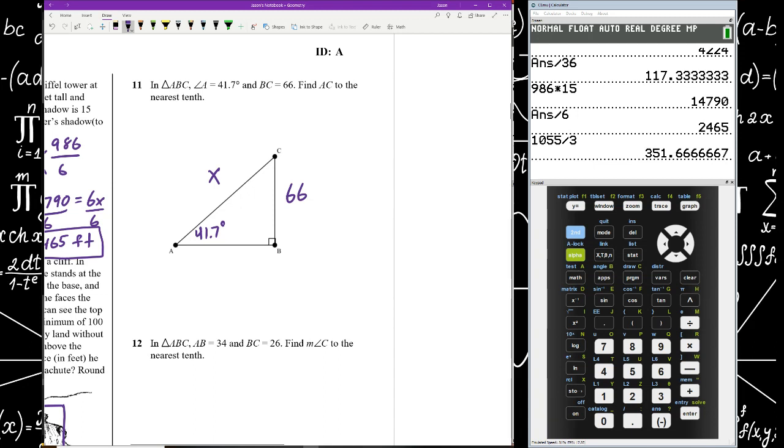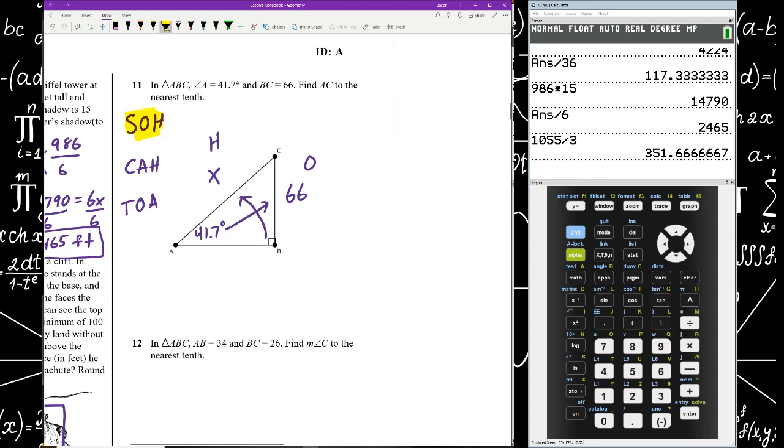So what we have to remember on this one is SOHCAHTOA. With SOHCAHTOA, we need to figure out which sides we're working with. First things first, X is across from the right angle, making it the hypotenuse. This part is across from the angle, so that is the opposite. So we have O and H. The only thing that uses O and H is SOH, so it's sine.